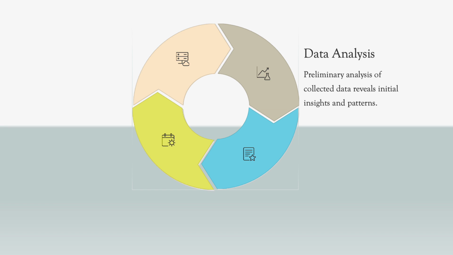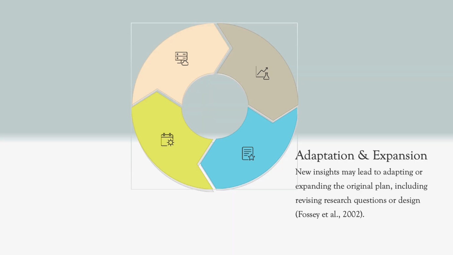This step is crucial for the iterative process because it informs how you'll adapt and expand your research plan moving forward. Based on this preliminary analysis, we move into adaptation and expansion. The new insights and patterns we've discovered may lead us to adjust or even expand our original research plan. For instance, we might need to revise our research questions or make changes to the overall research design (Fossey et al., 2002). This highlights the iterative nature of qualitative research. It's a dynamic and flexible process that evolves as we learn more from the data.